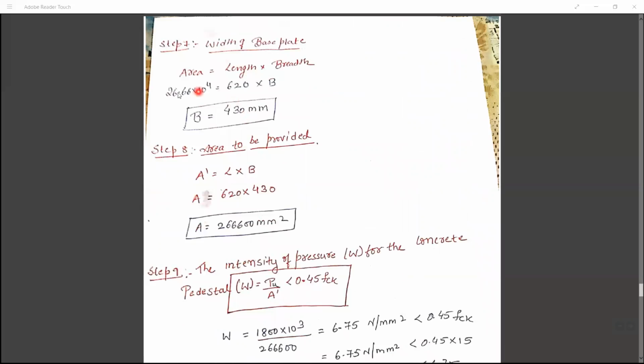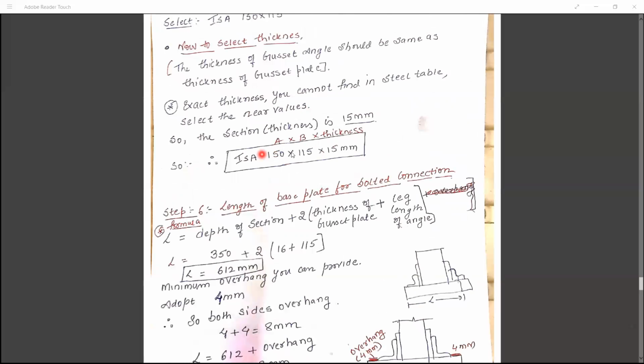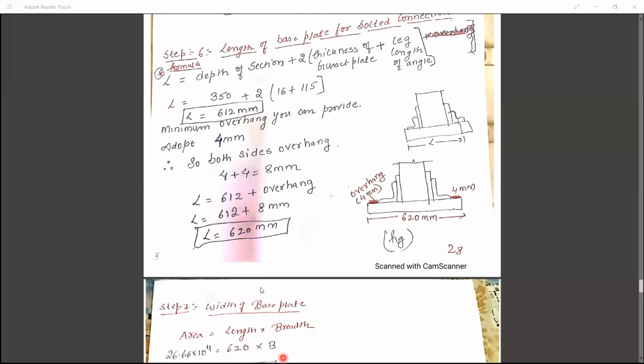So here, by area, we already know 26.66 into 10 to the power of 4 has been calculated at the top. So B is equal to 430 mm. Don't take this area. These are just notations given, A into B, but never take this area. Whatever is given in the steel table, don't take that area.